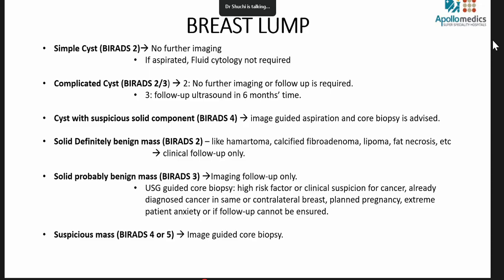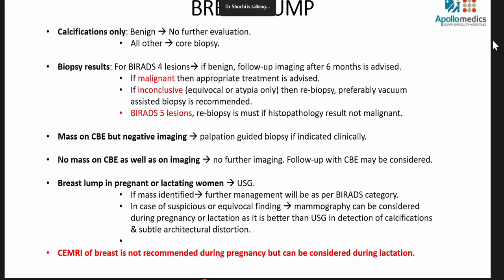Then a solid, definitely benign mass, again BI-RADS 2, nothing has to be done. Solid, probably benign mass, BI-RADS 3, which you're giving, do an imaging follow-up. Otherwise, in a high-risk factor or clinical scenario, you can always go for a core biopsy also. Suspicious mass, BI-RADS 4 or 5, always image-guided core biopsy. Breast lump, if you're getting only calcifications on mammogram, benign, no further evaluation. Everything else which you get on calcification on mammogram, core biopsy has to be done.